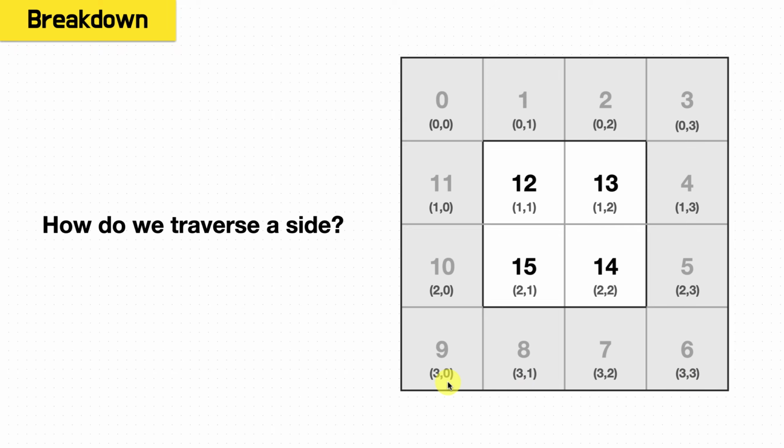And then finally, with our last for loop, we fix the column at 0. We start our for loop at 3 and then increment backwards to 1. 3, 2, 1. So everything is just based around knowing that starting and ending column or row and knowing which one to keep fixed.